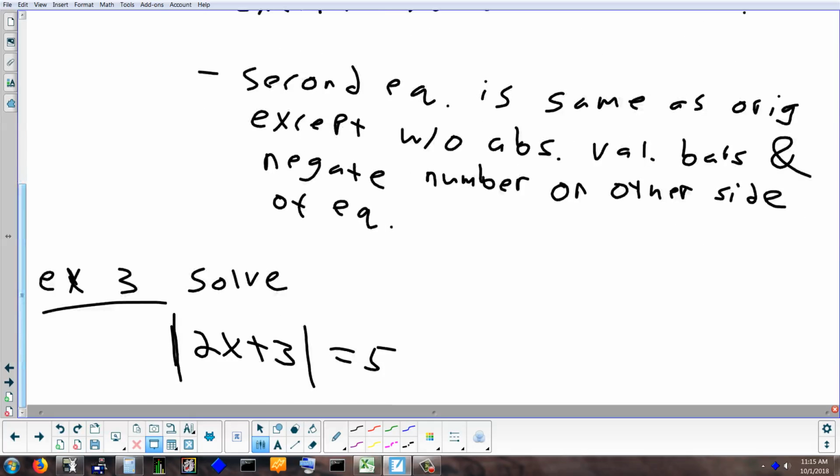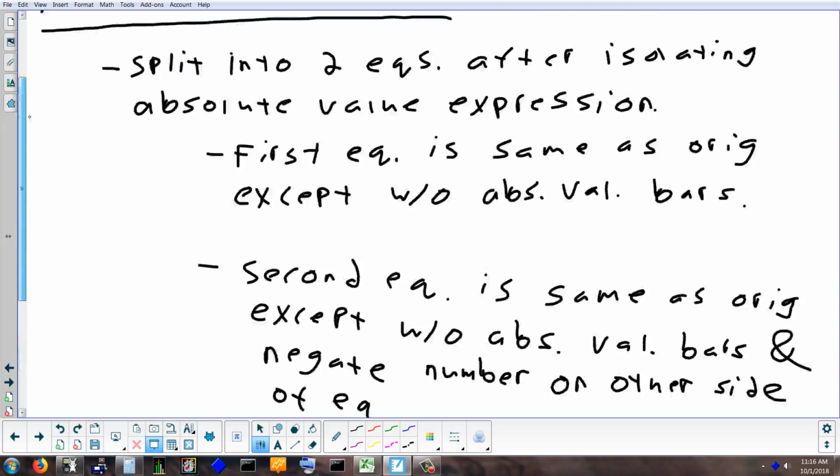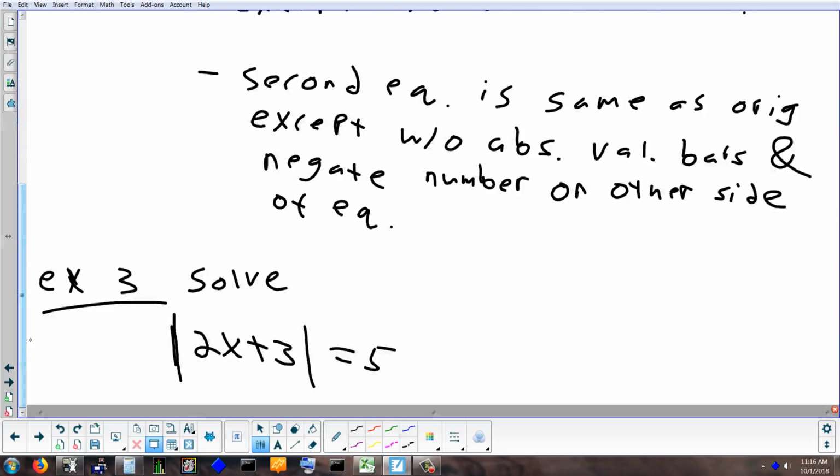Okay. So our problem is the absolute value of 2x plus 3 equals 5. So Emily, if I look at that problem, is the absolute value by itself? Yeah, there's nothing else on the outside. Just bars, that's it. No numbers like that or anything. Okay. All right, so now we're ready to split it into 2 problems.